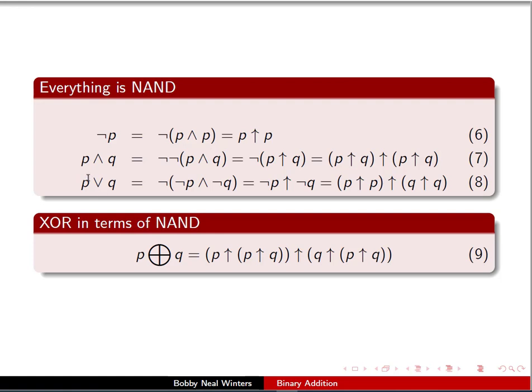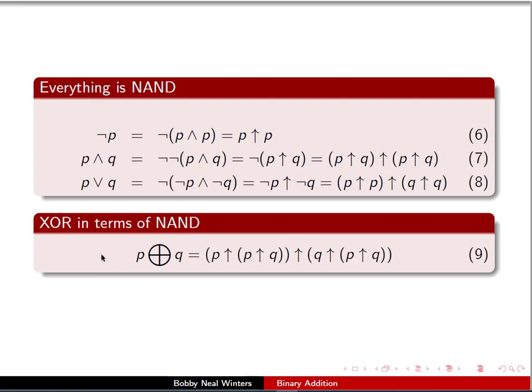Okay, and finally, P or Q is the negation of not P and not Q. And so this is not P NAND not Q, and here again we just roll in (P NAND P) NAND (Q NAND Q). And so this is how we do the diagram for how we do the OR in terms of NAND gates.